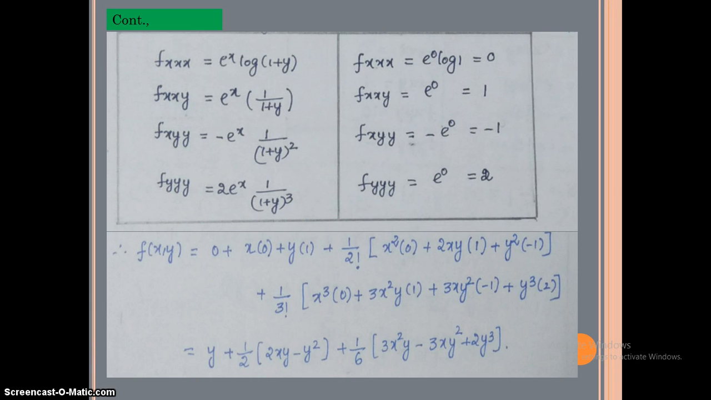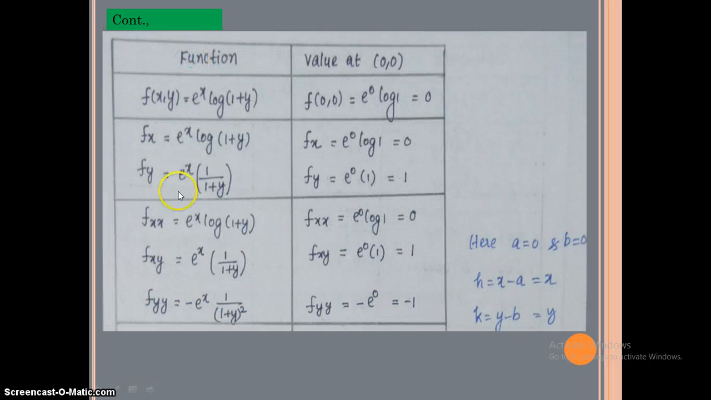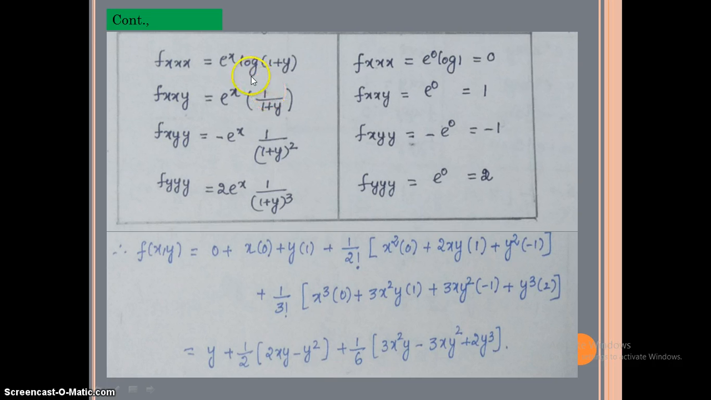So next we can go to the third derivative. So f triple x means follow the second derivative, again with respect to x. Differentiation of e power x is e power x. So the remaining thing is log of 1 plus y, we can write as it is. That one is over. Then f double x y.